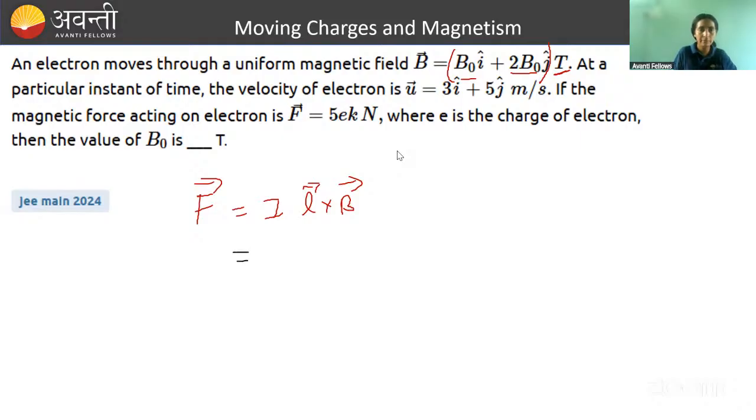Sorry, this is not the formula I should be using. Here we are calculating the force acting on an electron which is moving with this velocity in this magnetic field. So basically we have to calculate the force on a moving charge in a magnetic field. What will the formula be? F = q(V cross B). What is the value of q? The charge on an electron is minus e. So F = minus e (V cross B).